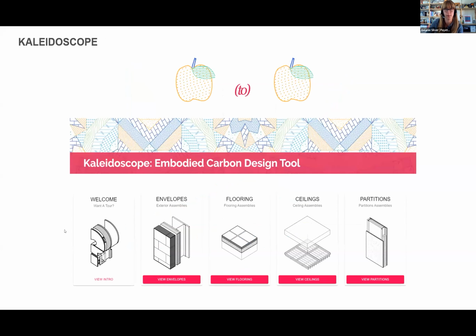So this is the splash page of Kaleidoscope when you first get there. We have added a tour for an introduction if anybody is confused on how to use it or needs an intro. We have envelopes, which is the first assembly that we created. Kaleidoscope has been public for about 3 years, and over time we've been adding to it, and we have added flooring and ceilings. And then just earlier this month, we also added partition assemblies.